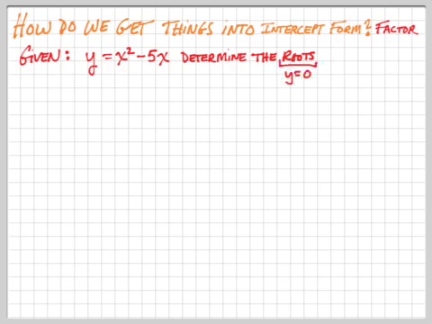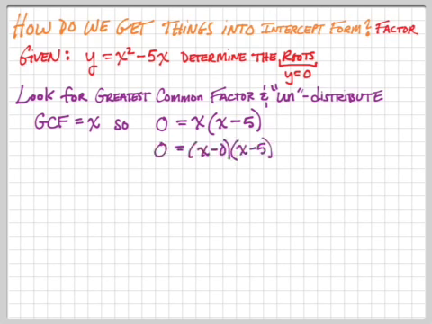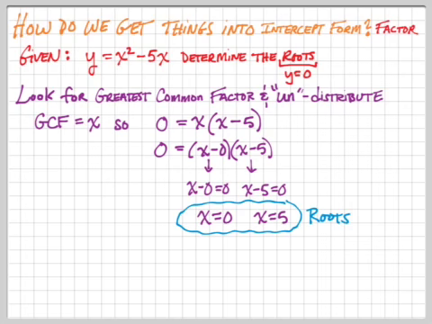X. So I'm looking for the greatest common factor. And then I want to undistribute or factor that out. So in this case, it's x. You pull it out. And now I have something that looks like the zero product theorem. I have just multiplication. So it means that either this piece is 0 or this piece is 0. So x is 0 or x minus 5 is 0. Which means that x is 0 and x is 5. Those are my roots. How could we check it?